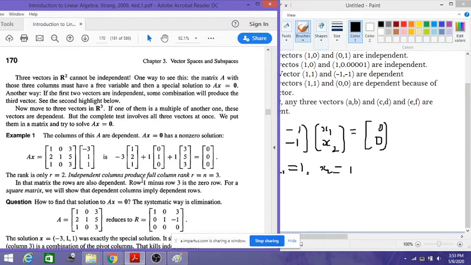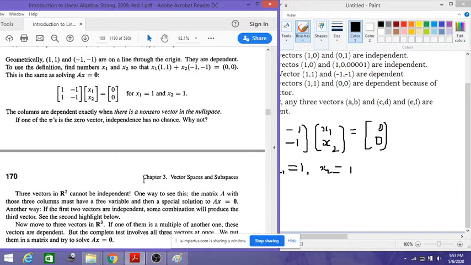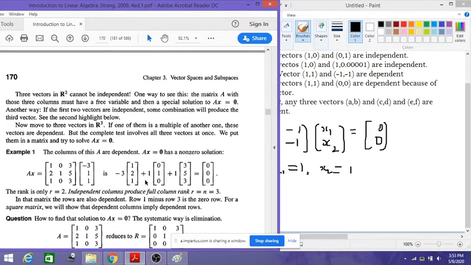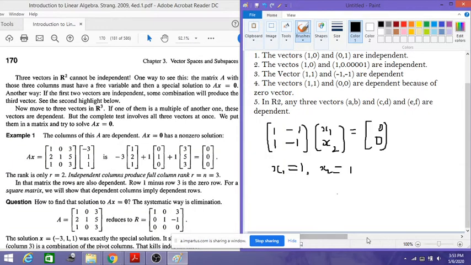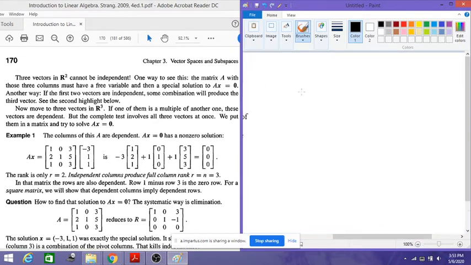So when there are non-zero vectors in the null space, those kinds of vectors we call a dependent case. So let's take one more example here. For example, we have taken AX is equal to, we have the matrix 1 0 3, 2 1 5, 2 1 5 and 1 0 3, then we have -3 1 1.